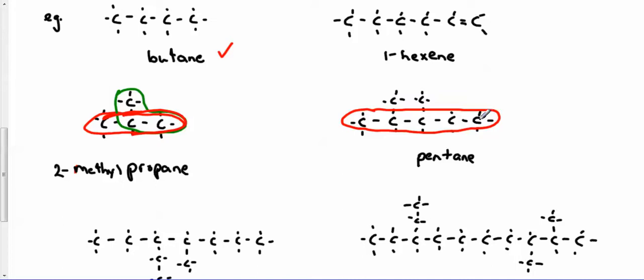I'm not going to count here. 1, 2, 3, 4. I could use 3 and 4, or I could use 1 and 2. And the rule is use the lowest set of numbers. So I'm going to call this 2,3-dimethyl.